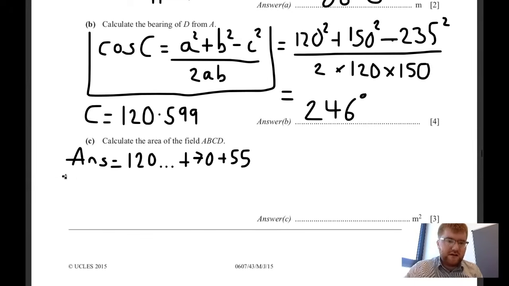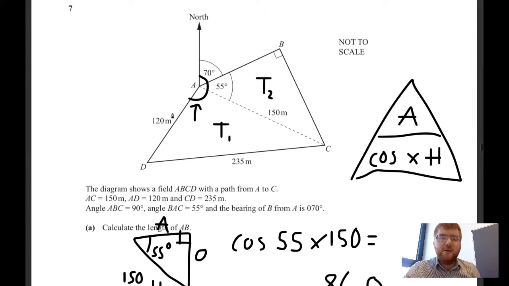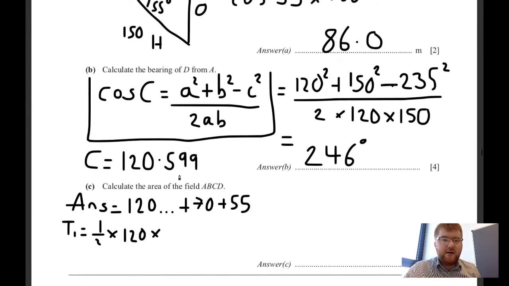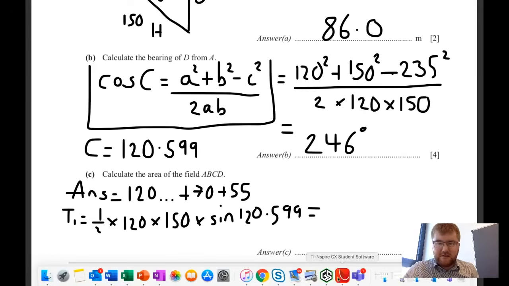So let's work out T1. T1 is going to be equal to, well, remember, use the formula. We need the angle in the middle and the two sides next to it. So we do half times 120 times 150 times the sine of the angle we worked out in the previous question. And notice I'm putting as many decimal places as I can to reduce the idea of any rounding error. So let's type that into the calculator.